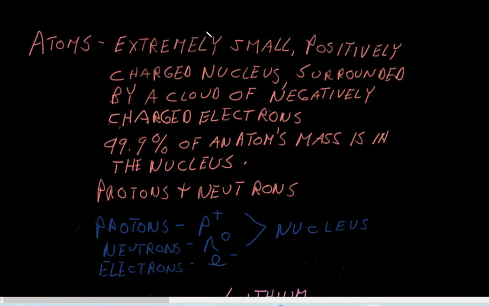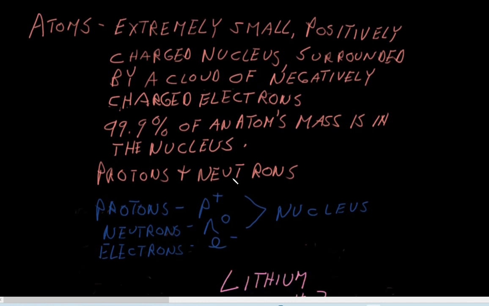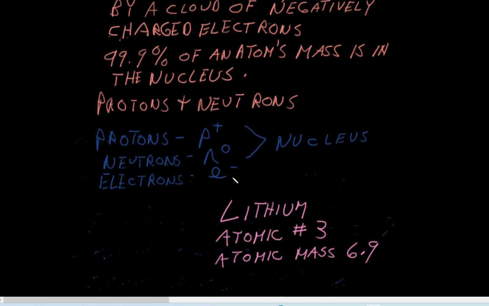Today we're going to look at the structure of an atom. Atoms are extremely small. They have a positively charged nucleus surrounded by a cloud of negatively charged electrons. Almost all the atom's mass is in the nucleus. And if you remember correctly, the nucleus is composed of protons and neutrons.